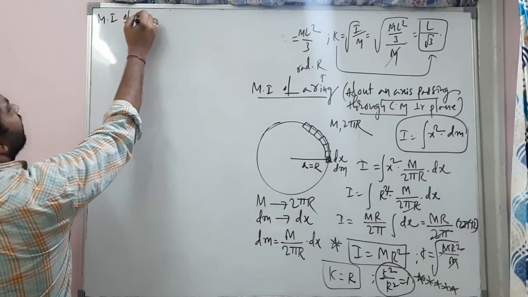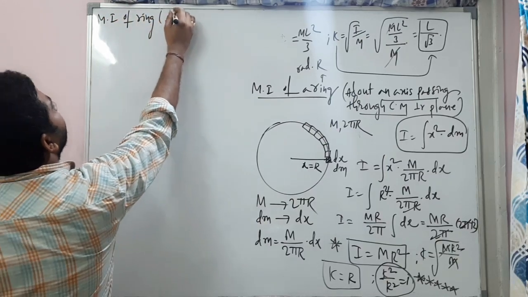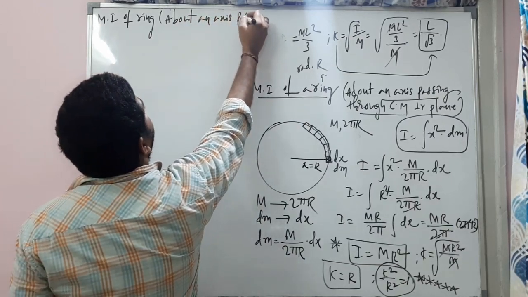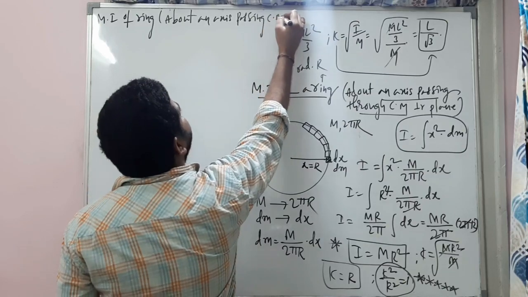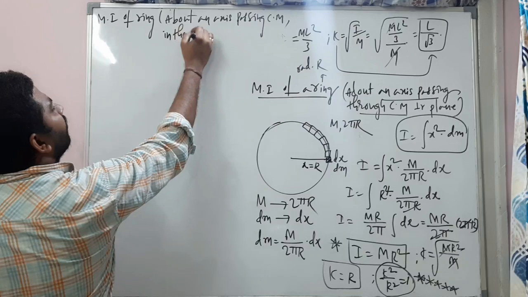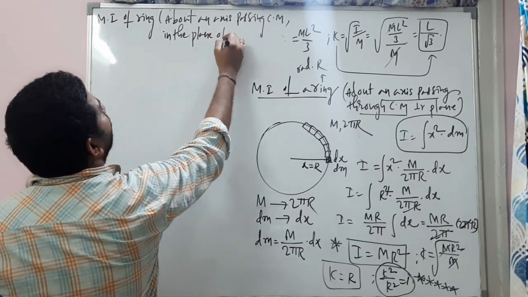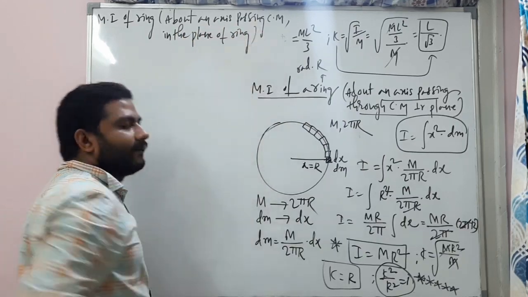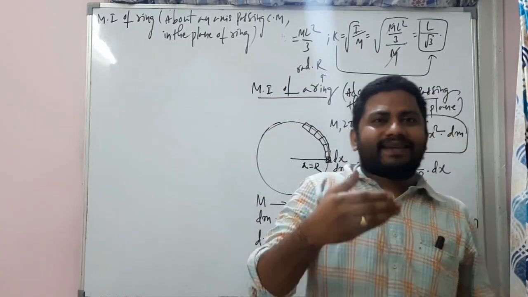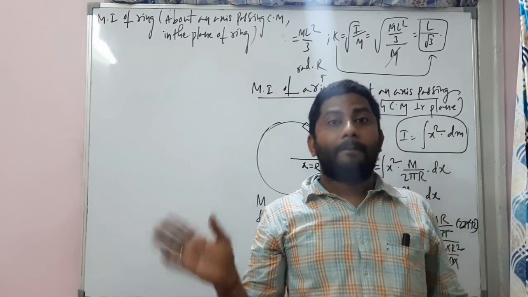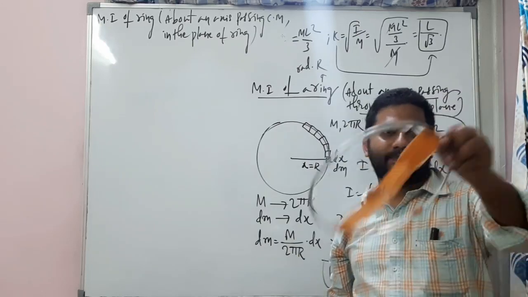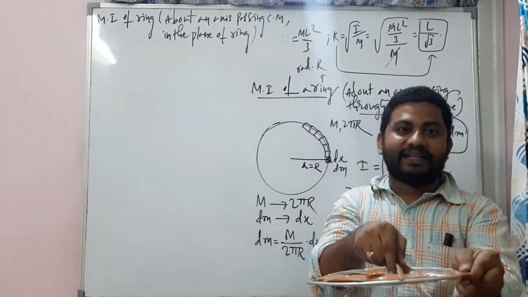Now, the moment of inertia of the ring only, but about an axis passing through the center of mass only, in the plane of the ring. Look at the difference. Here also, it's a ring. The axis of rotation is passing through the center of mass, but it is passing through the center of mass in the plane of the ring. This is the plane of the ring.